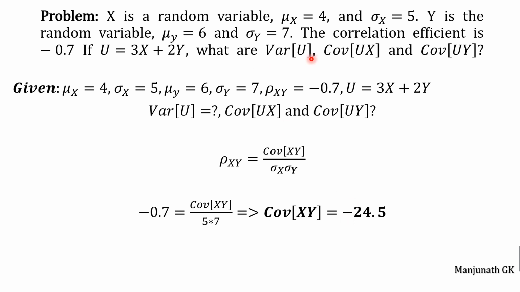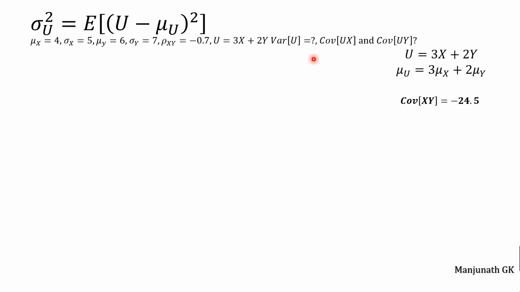Let us calculate the variance of u. This is the definition of variance of u. Here u can be any random variable. It can be x, y, z, anything. It is a general definition of a variance: expectation of u minus mu u, whole square. Mu u is the mean of the random variable u. Rewrite the equation, and u is defined in terms of x and y. Substitute and apply expectation on both sides.